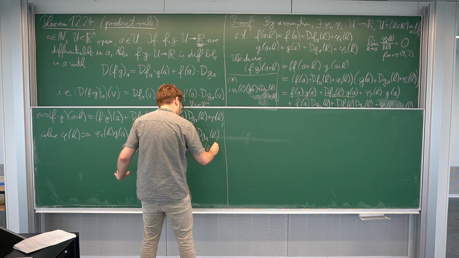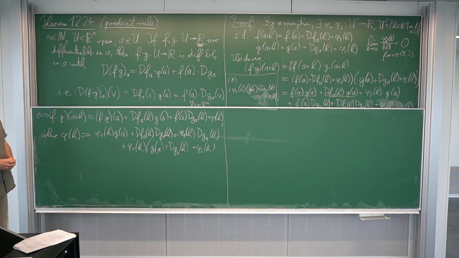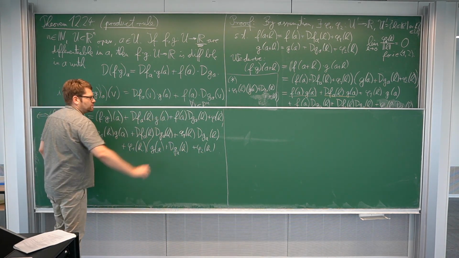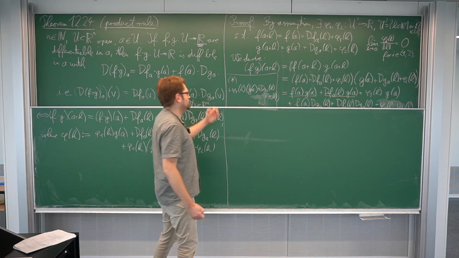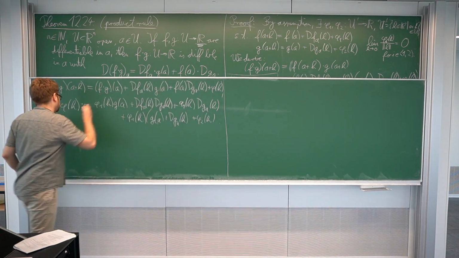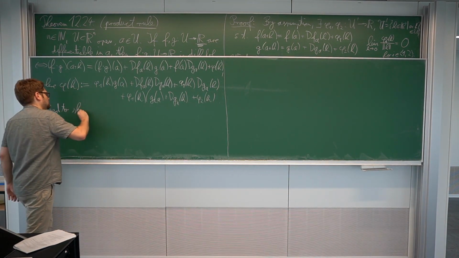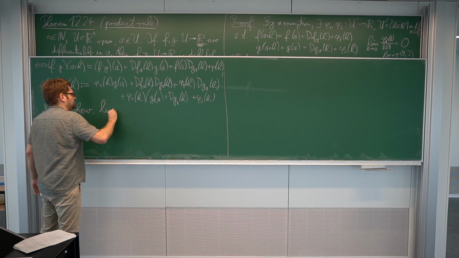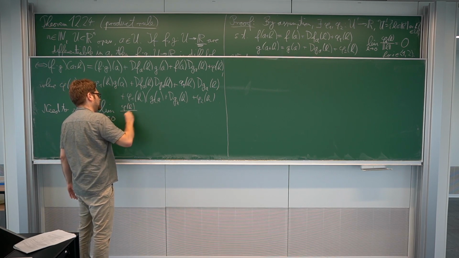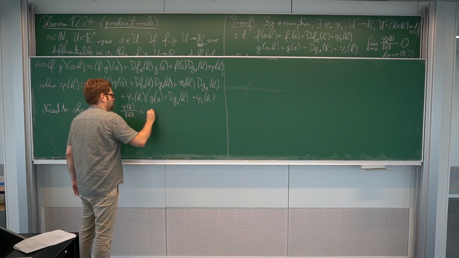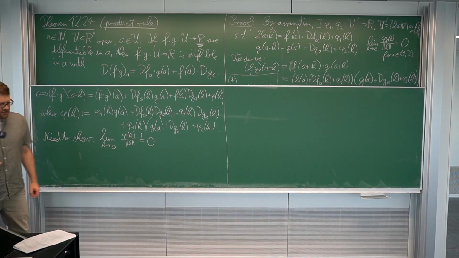Sorry about that. But this is just some map. So this is actually of the form we want, but we need to show that this phi really has this rubbish property. So in this situation we need to show that the limit as h goes to 0 of phi of h divided by the norm of h indeed equals 0. And this is what I will not do here in class.